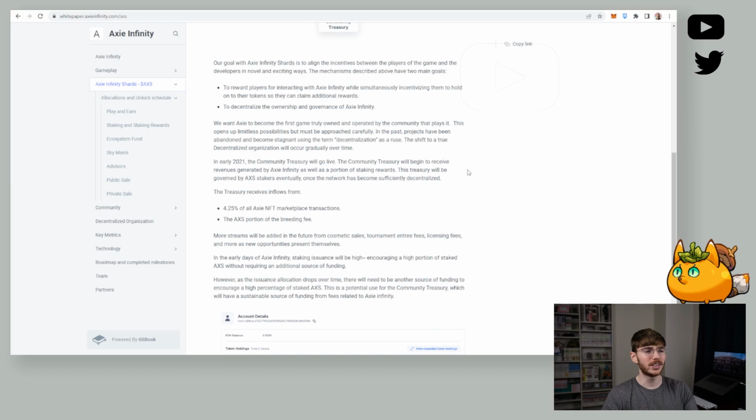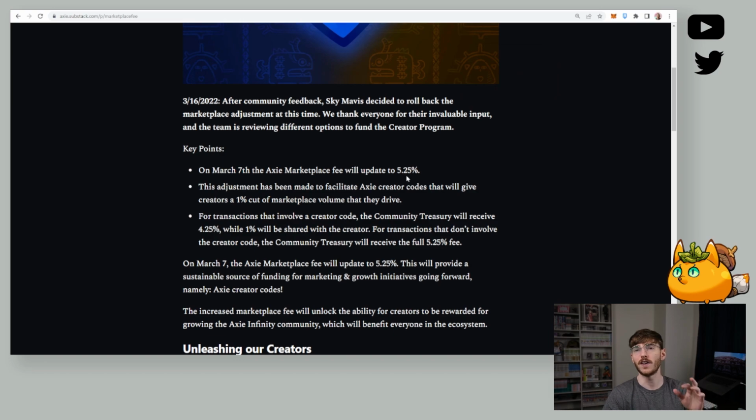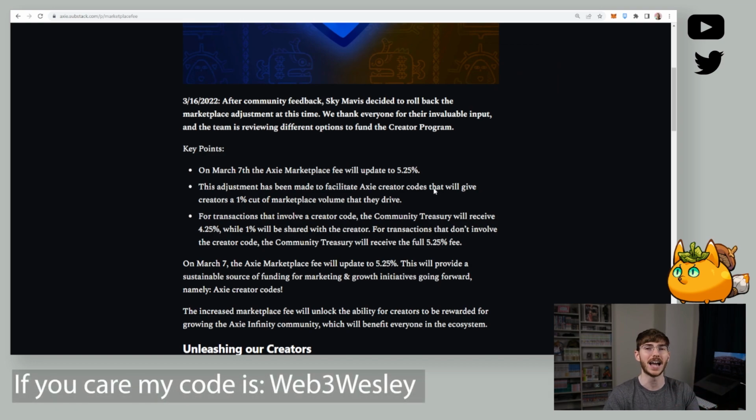Axie Infinity's royalties are also unique because they're not going to the team. It's not a development fund for the team to use. Whether this is good or bad is a topic for another discussion, but what happens is all of the royalties, the 4.25%, goes into the community treasury. And actually, this has been increased to 5.25%. Yes, they increased royalties in order to be able to give 1% to some content creators if you use the content codes when you buy Axies.